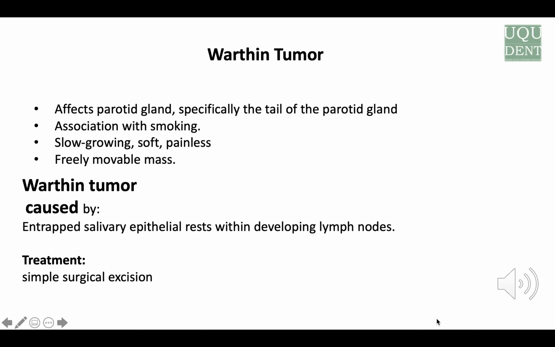Warthin tumor, the only thing I want you to know about it is that it affects the parotid gland, especially the tail of the parotid gland, and is associated with smoking. It's slow growing, soft, and painless. It's a freely movable mass. It's caused by entrapment of salivary epithelial rests within the developing lymph nodes. The treatment is a simple surgical excision.